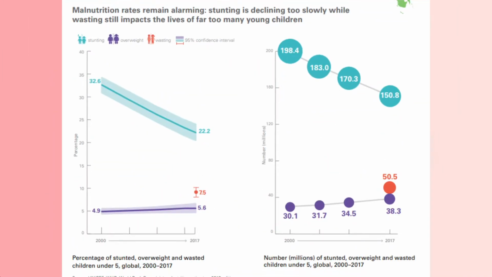And the second stat is about child malnutrition. Malnutrition rates remain alarming, stunting is declining too slowly, while wasting still impacted the lives of far too many young children.